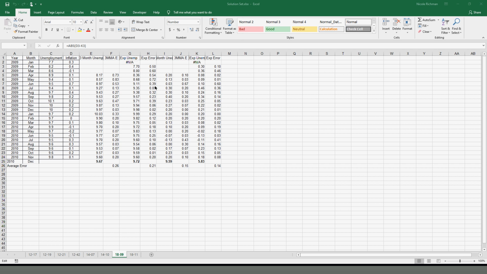Our mean squared error simply takes our error to the power of 2. So we take our actual minus our forecasted to the power of 2. And then again, we're going to average, and then we're going to total.